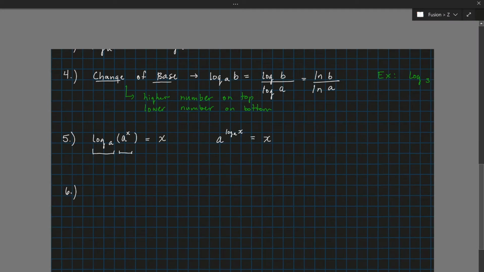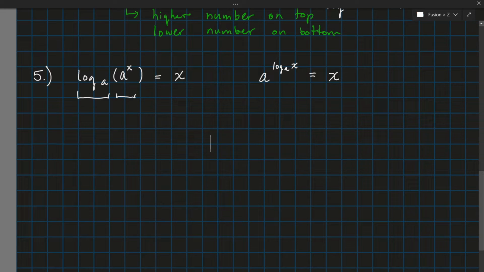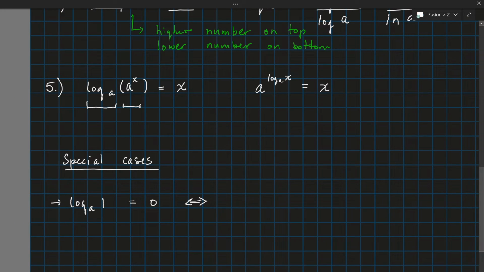All right, let's see, what else is there? Oh, these aren't really rules, but special cases. Any log base a of 1 is equal to 0. It doesn't matter what the base is. And the reason why, well, we can see if we convert back to exponent form.